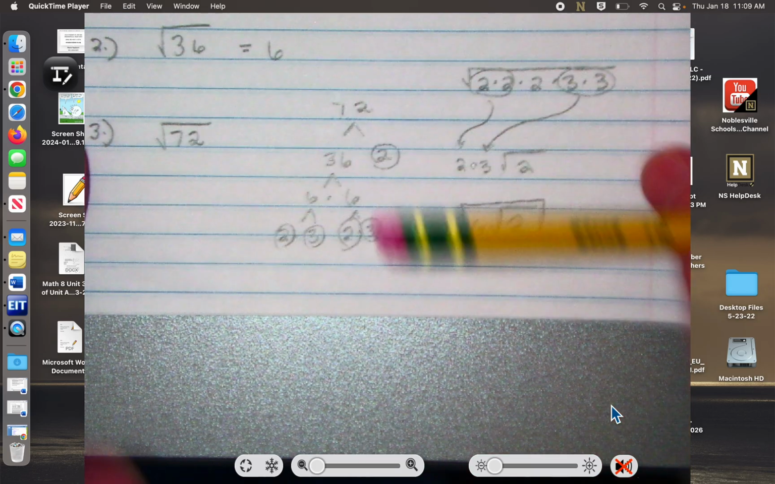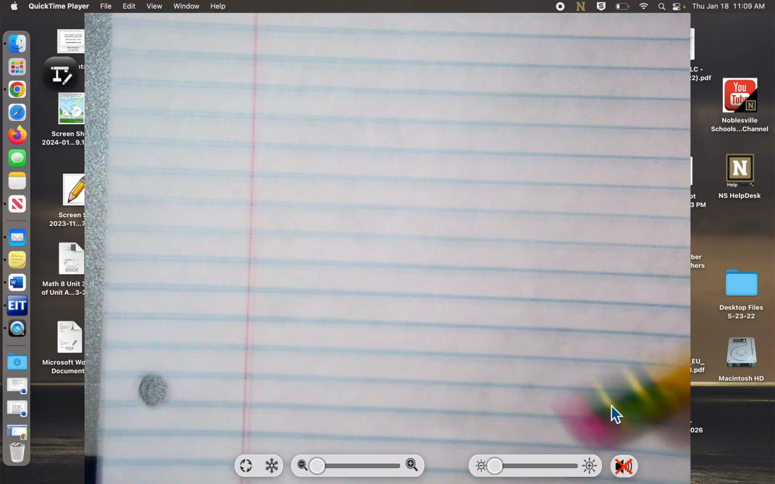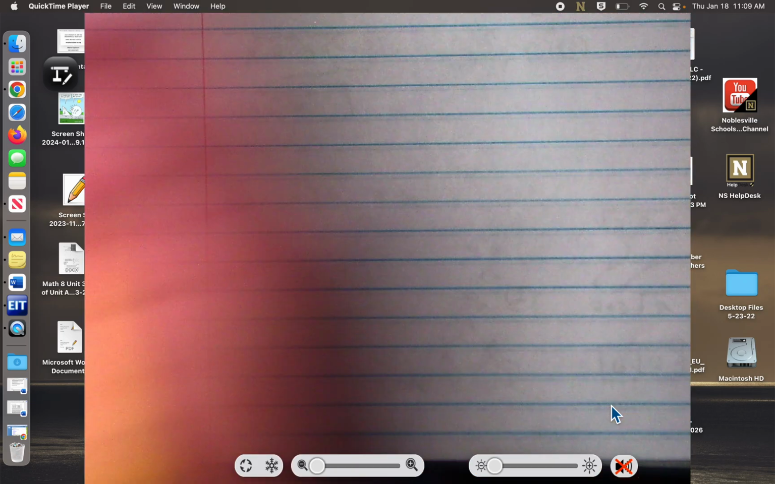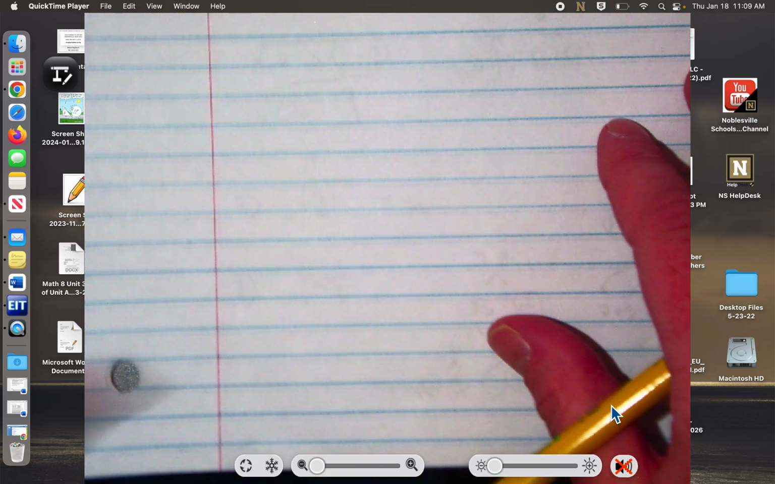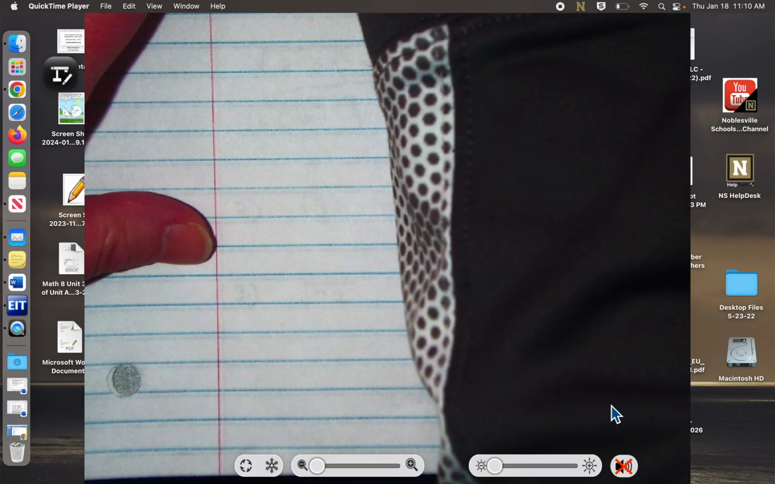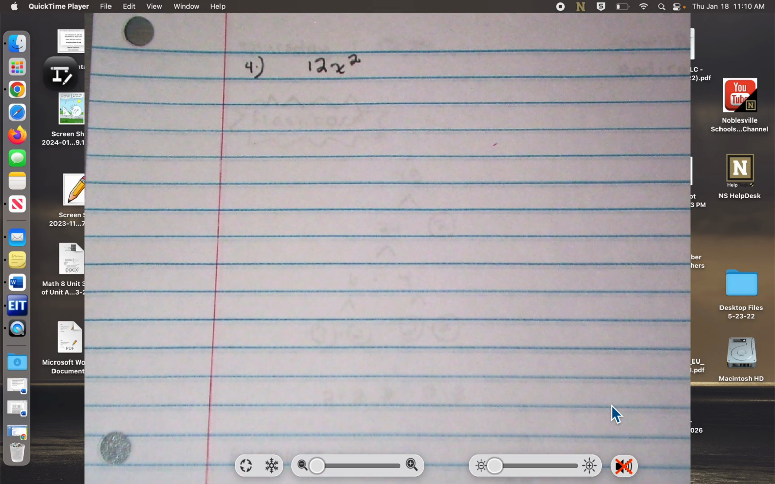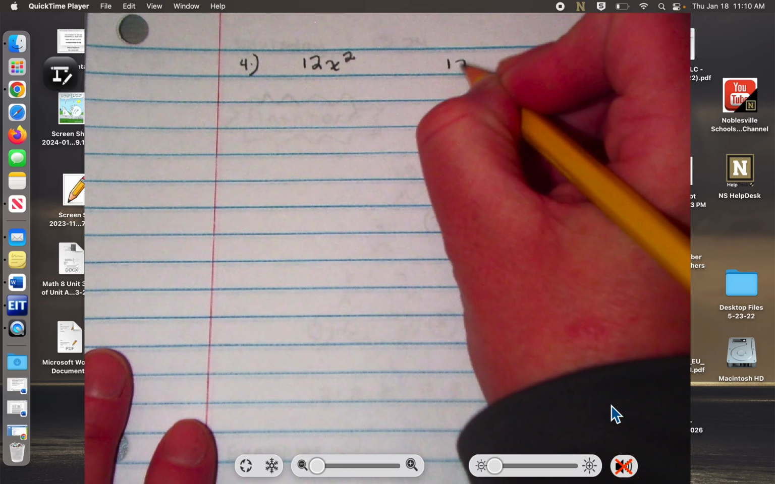All right, I'm going to go on to my next page. You guys might have room. I do not. Now we're going to add some variables to this fun. So we have 12x squared. Okay, so first step, I'm going to do a factor tree of 12.